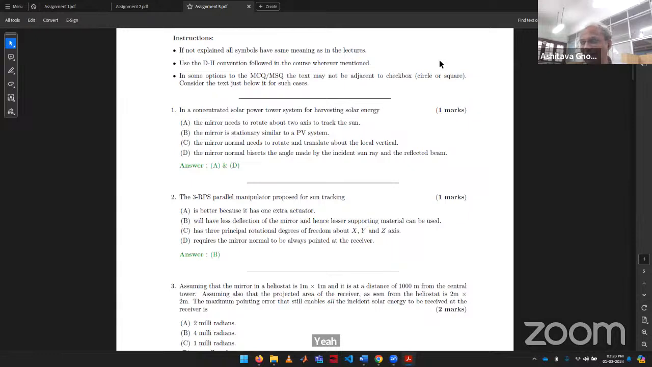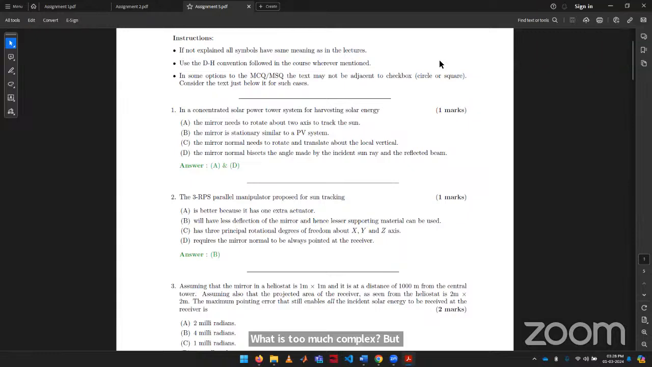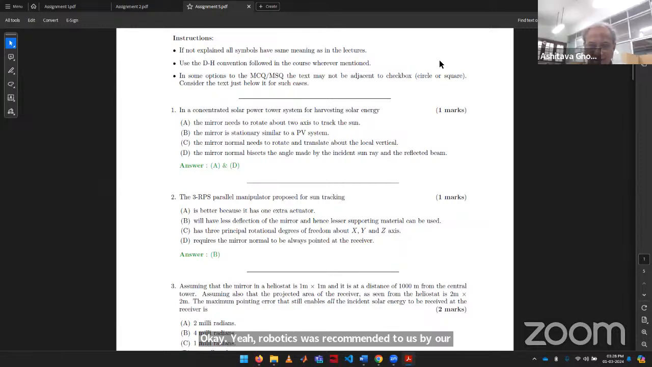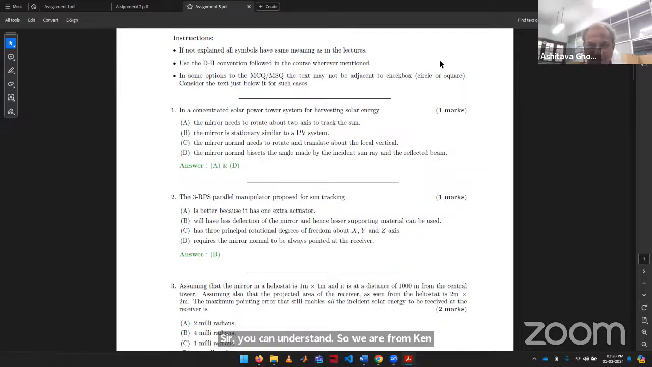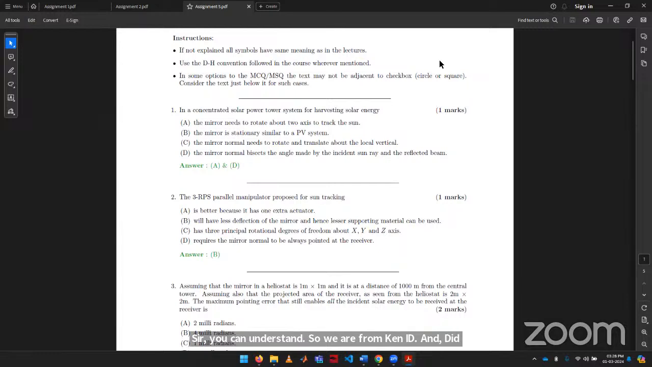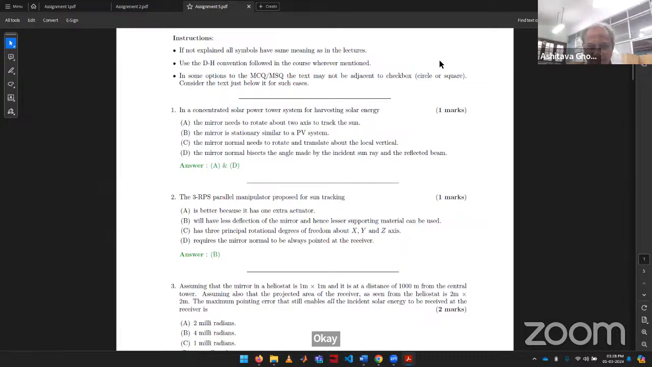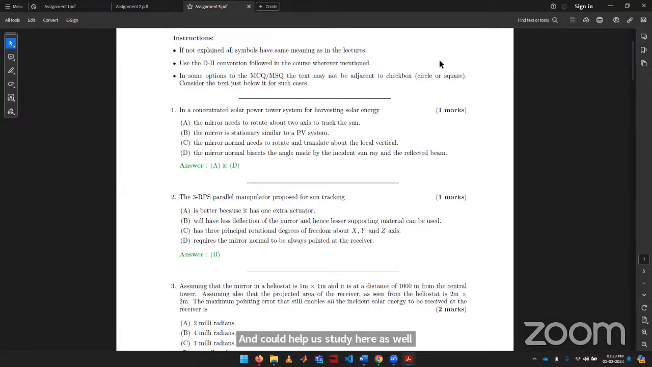What is too complex? Where are you from, Amandeep? Yes, sir. Robotics was recommended to us by our faculty. Sir, you can understand, we are from KNIT, and there is no particular faculty who has specialization in robotics who could help us study here as well. The only medium through which we could garner knowledge is through NPTEL lectures and the problem solving sessions.